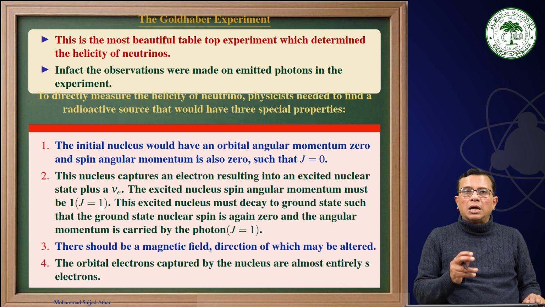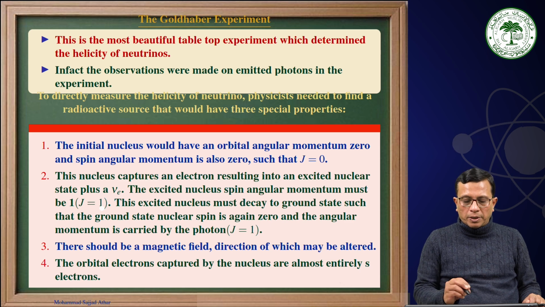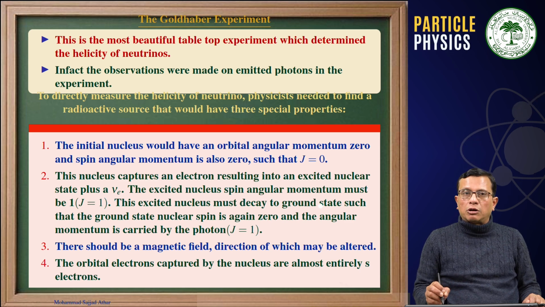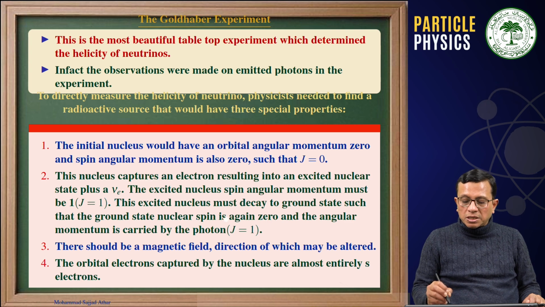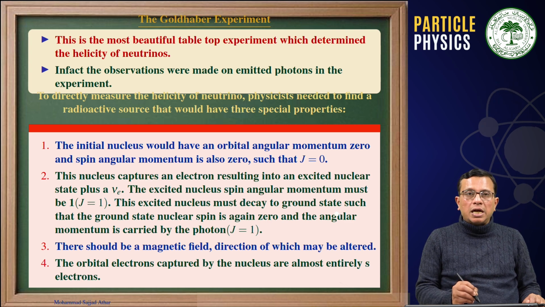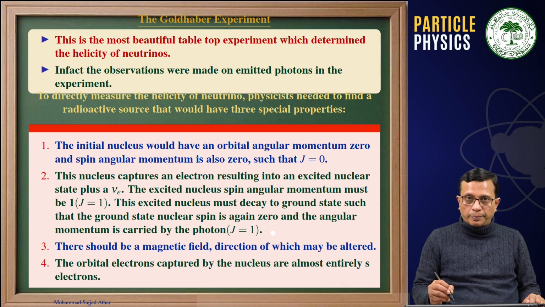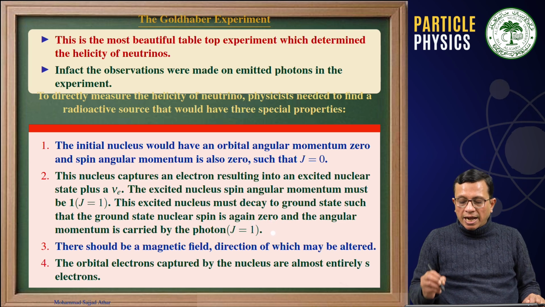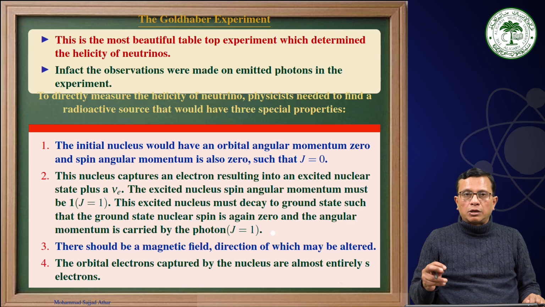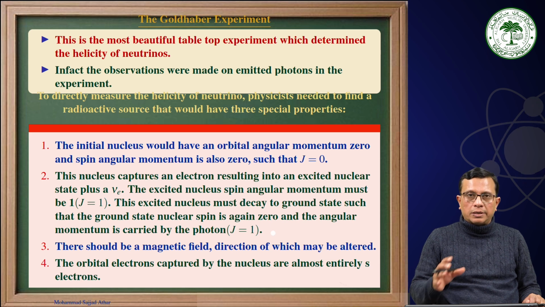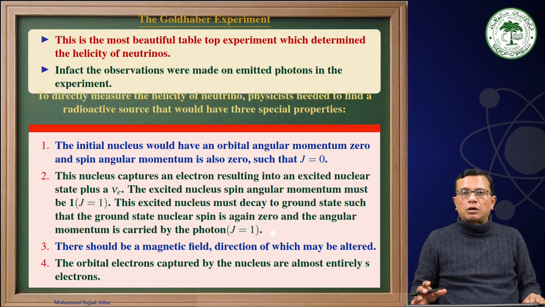Neutrino comes out, and to conserve the lepton number, the excited nucleus spin angular momentum should be 1. This excited nucleus must decay to the ground state such that the ground state nuclear spin is again 0. We have samarium in the ground state, and the angular momentum is carried by the photon. There should be a magnetic field, the direction of which may be altered.